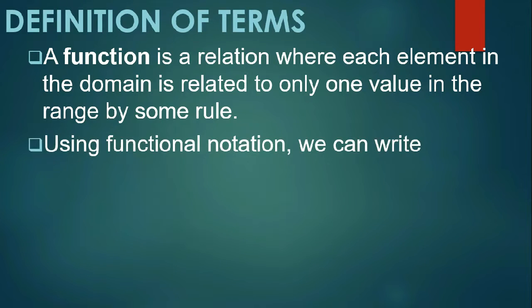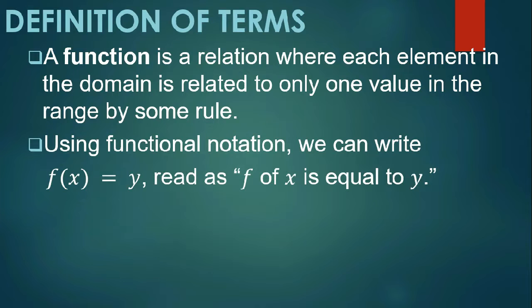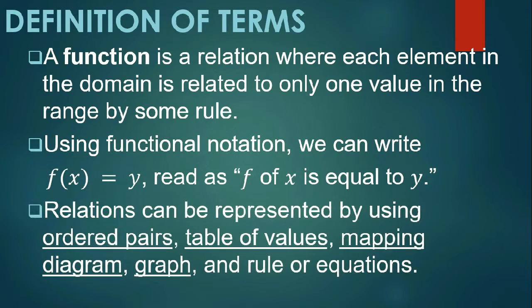Using functional notation, we can write f of x is equal to y, read as f of x is equal to y. Relations can be represented by using the following. We have ordered pairs, table of values, mapping, diagram, graph, and lastly by their rule or their equations.